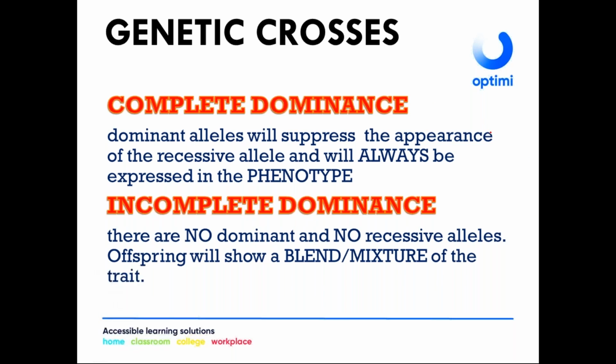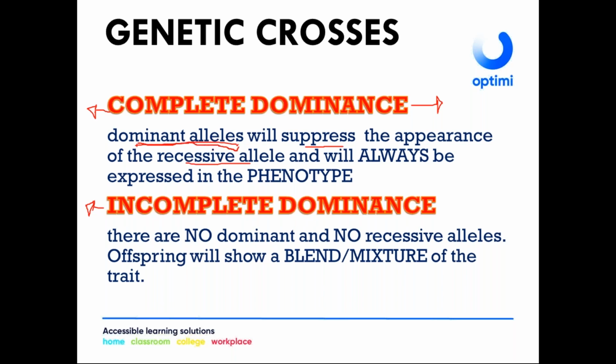So during a cross, we can observe one of three scenarios. Okay, sometimes we can get complete dominance, sometimes incomplete dominance, and sometimes codominance. Complete dominance is when the dominant allele completely suppresses the appearance of the recessive allele in such a way that from the outside we only see the dominant allele.